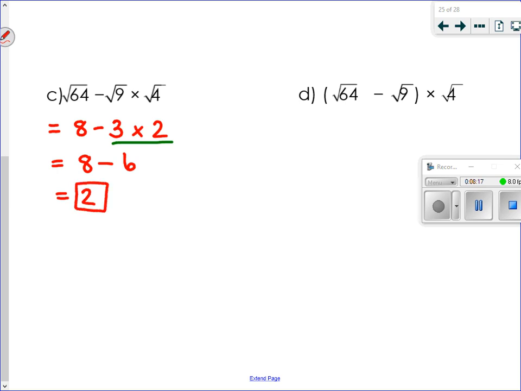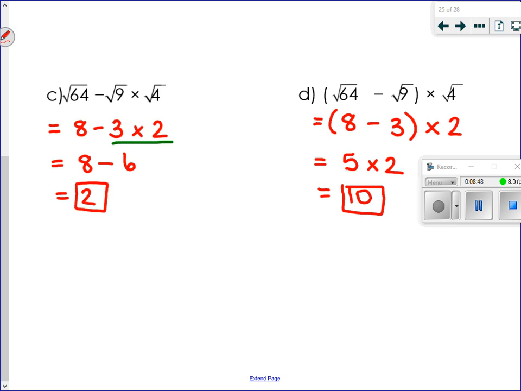Okay, and again, the square root of 64 is 8, but this is in brackets, so keep it in brackets. Minus the square root of 9, which is 3, times the square root of 4, 2. Right, okay? Again, BEDMAS says I always do any operations I find in the brackets first. So 8 minus 3 is 5, times 2, which is a final answer of 10.